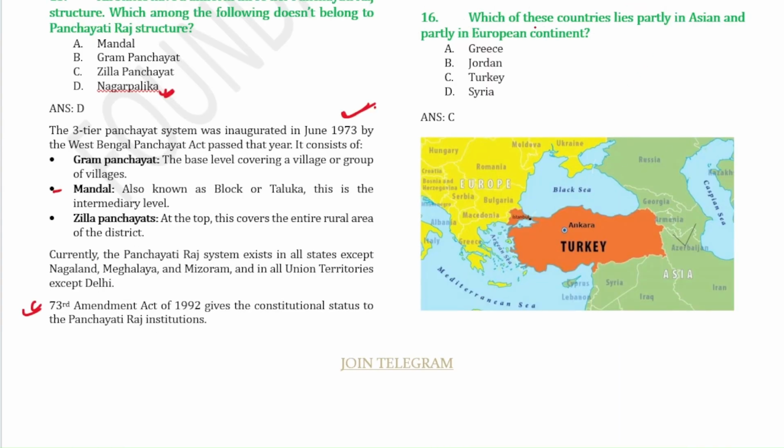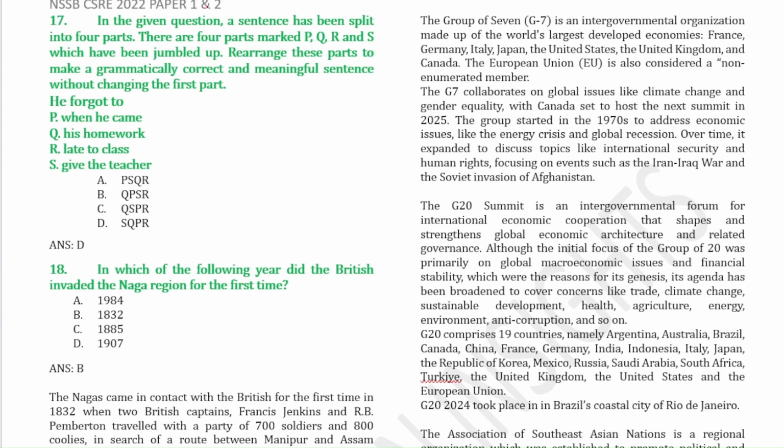Question number 16. Which of these countries lies partly in Asian and partly in European continents? So the answer is Turkey. If you see this map here, this is Asia, this is Europe, and this Turkey lies in between, right? Partly in Europe and partly in Asia. Question number 17. We have to arrange the words so that it makes a proper sentence. So you can do this one by yourself.